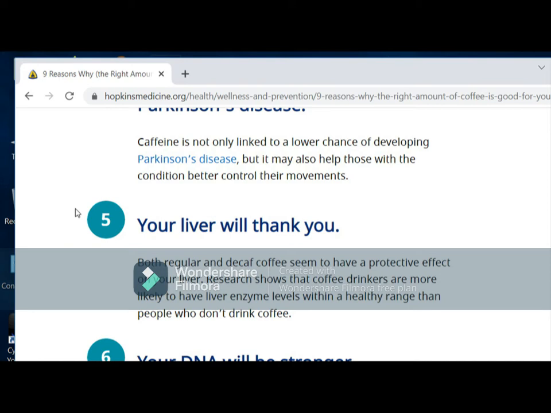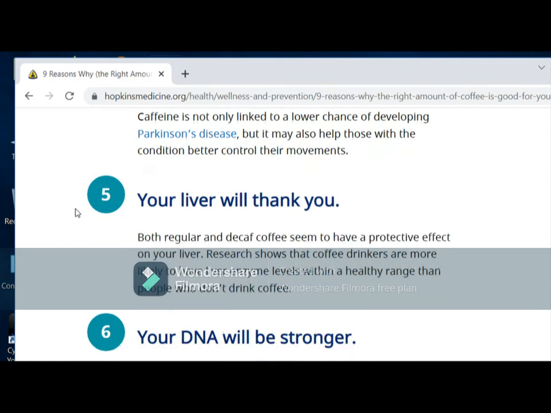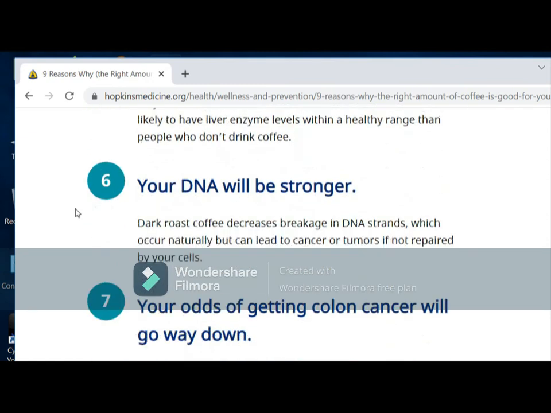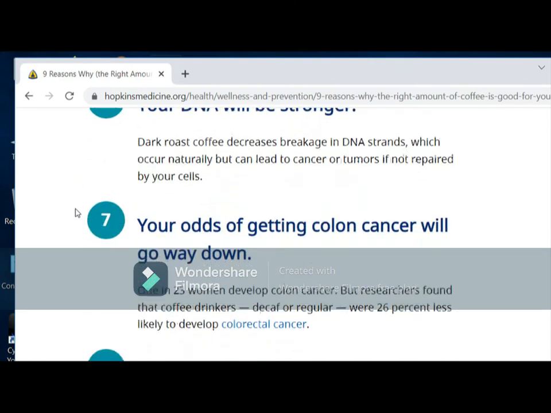Yes, because both regular and decaf coffee seem to have a protective effect on your liver. Research shows that coffee drinkers are more likely to have liver enzyme levels within a healthy range than people who don't drink coffee. I understand now. You might drink coffee. Your DNA will be stronger. Why not? Dark roast coffee decreases breakage in DNA strands, which occur naturally but can lead to cancer or tumors if not repaired by your cells.